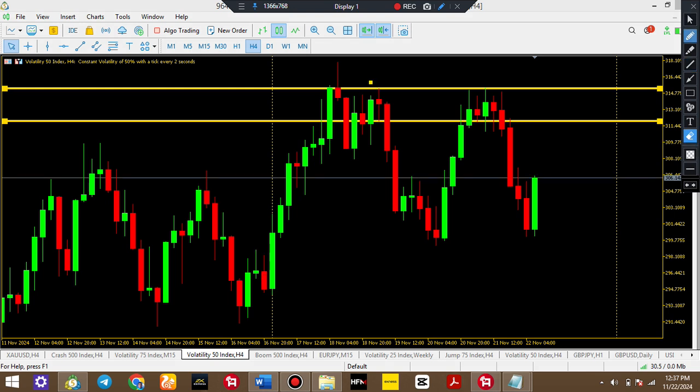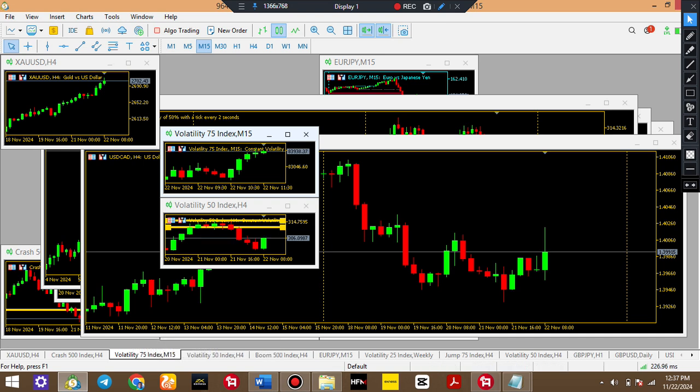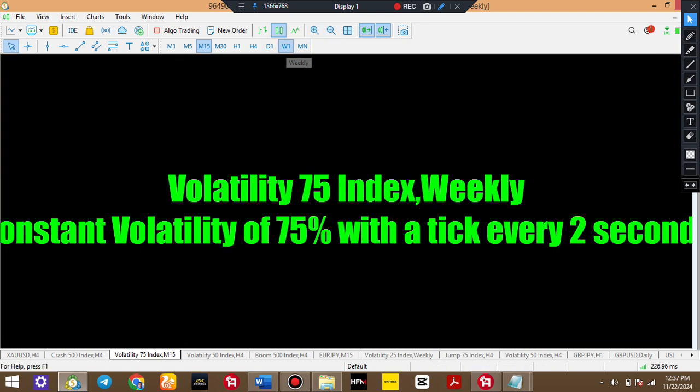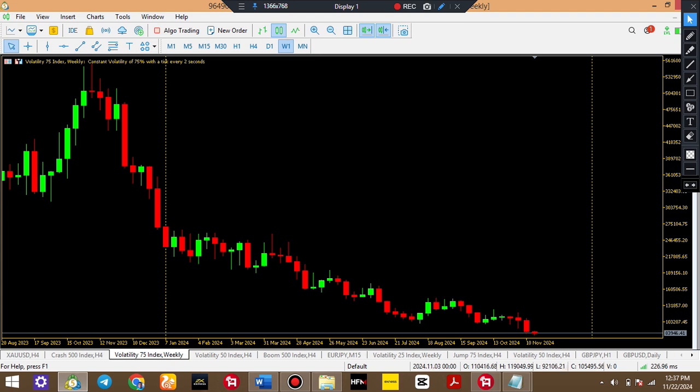Is that clear? So let's use another pair as an example on synthetic indices. VIX 75 is one of the favorite pairs people love trading. So let's use VIX 75 as our area of interest. Now, let's start with the weekly again. On the weekly time frame, price is bearish, right? Price is bearish because we can see a series of price dropping towards the downside.